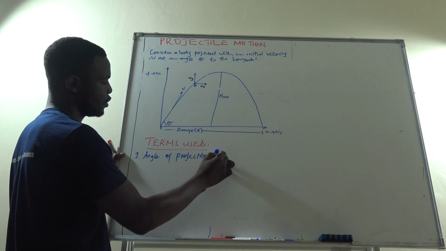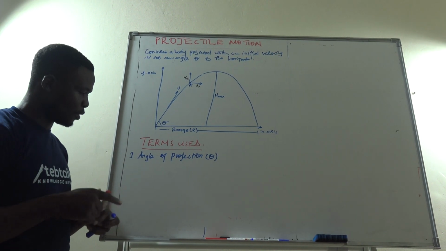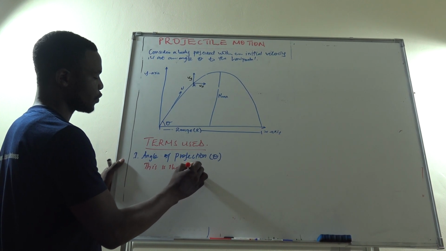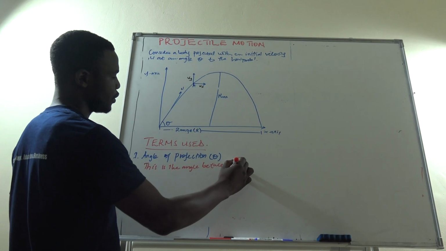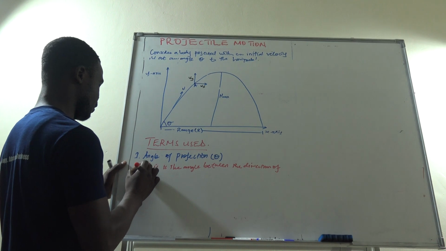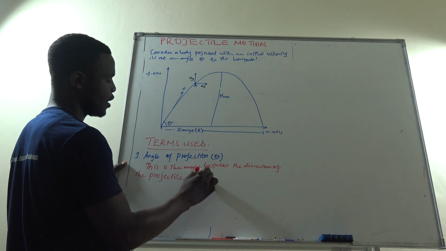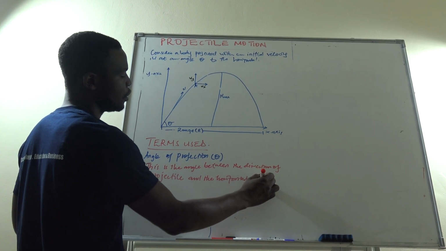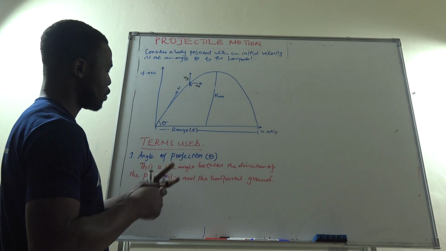Looking at the angle of projection, which we are seeing to be theta. So what is the angle of projection? The angle of projection is the angle between the direction of the projectile and the horizontal ground. That is what we call the angle of projection.